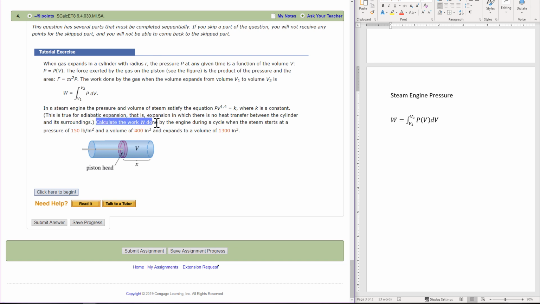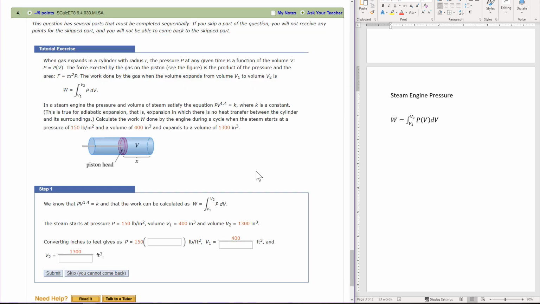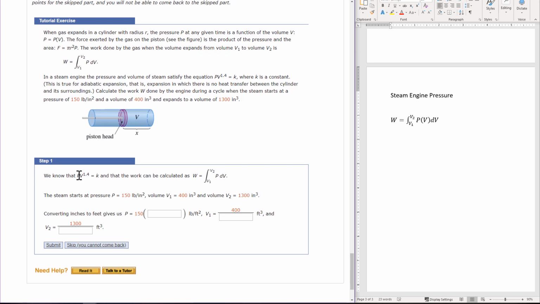They want us to calculate the work done by the engine during the cycle when the steam starts at a pressure of 150 pounds per square inch, and then the volume expands from 400 cubic inches to 1,300 cubic inches. All right, there's a lot of information here. We've got to decipher it. So we know that PV to the 1.4 is equal to K and the work done is equal to this integral. That was given in the problem.